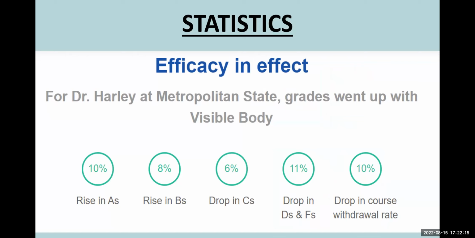Wow. So Dr. Cindy Harley of Metropolitan State University conducted a study on how Visible Body improves student performance. She gave a webinar explaining the improvement that she noticed in her students' grades and knowledge retention after switching from a textbook to Visible Body. So here are her results. She found a 10% rise in A's, an 8% rise in B's, a 6% drop in C's, 11% drop in F's, and a 10% drop in course withdrawal rates. So those are some pretty awesome results.